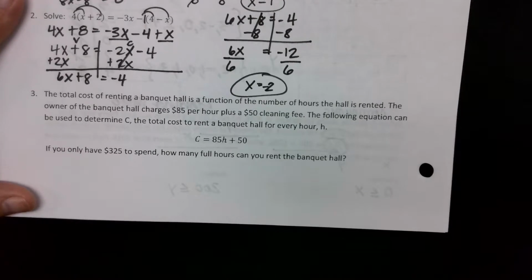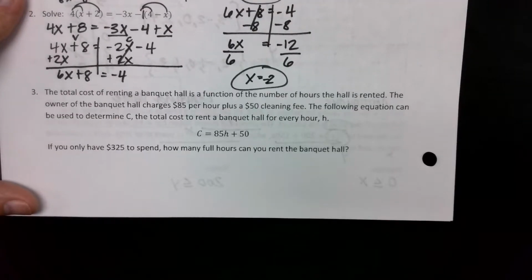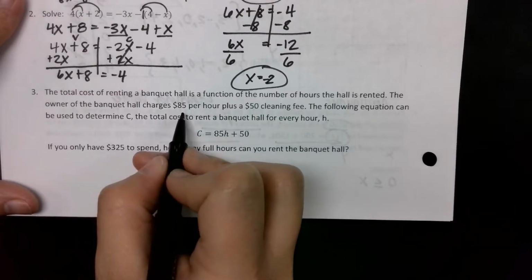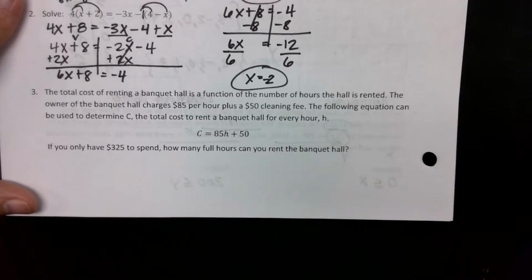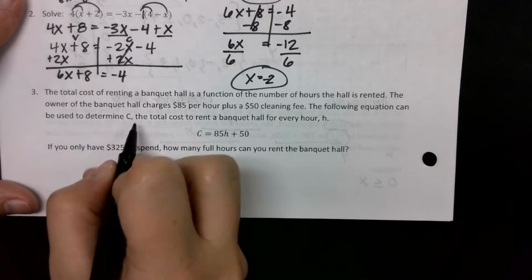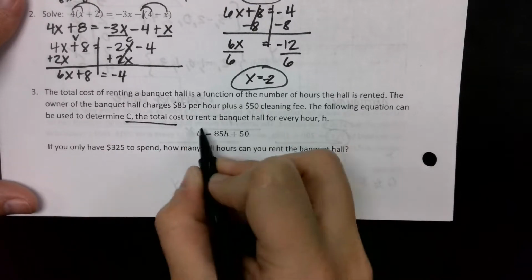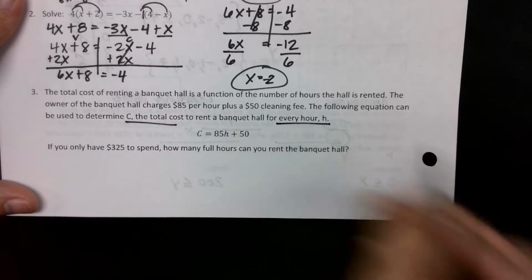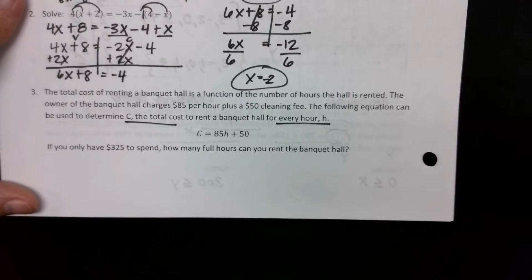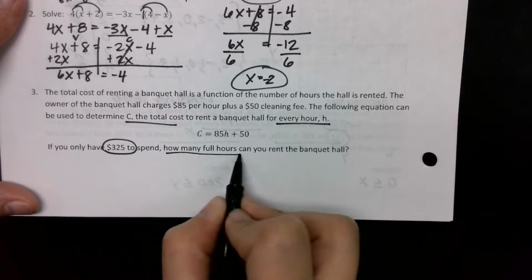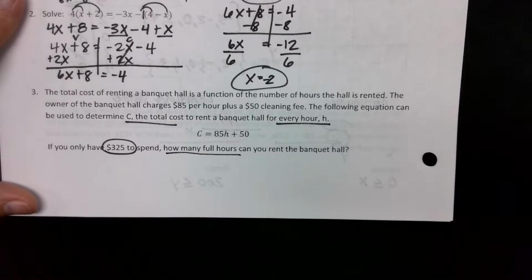The total cost of renting a banquet hall is a function of the number of hours the hall is rented. The owner of the banquet hall charges $85 per hour plus a $50 cleaning fee. The following equation can be used to determine C, the total cost to rent a banquet hall for every hour, H. If you only have $325 to spend, how many full hours can you rent the banquet hall?